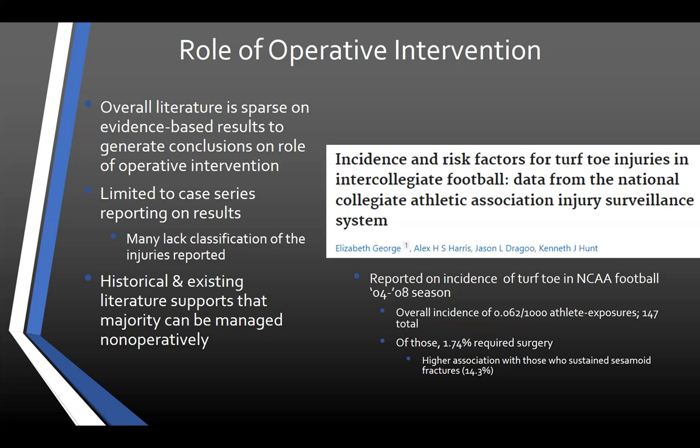We saw this historically in the last paper, as all of them were managed non-operatively, as well as a 2013 study where they found that the incidence of surgically treated turf toe injuries was less than 2%. But those who had a sesamoid fracture did have a higher association of needing to be managed operatively.